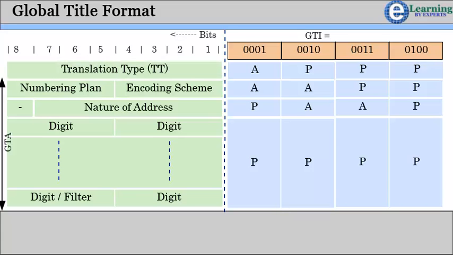Translation type, TT. Most GT translations yield a point code and subsystem number of a called subsystem. TT specifies the type of translation to be performed. The TT values in a particular network are established by the network operator.